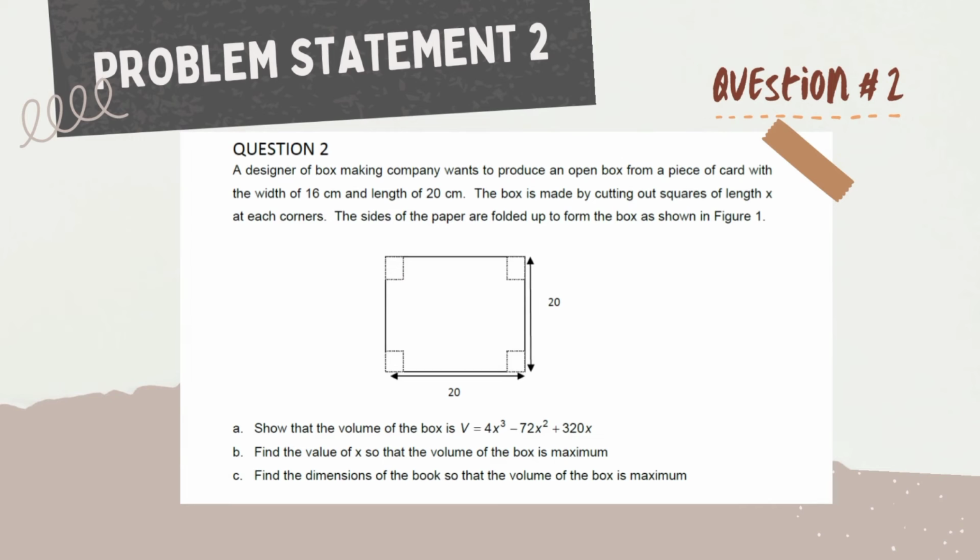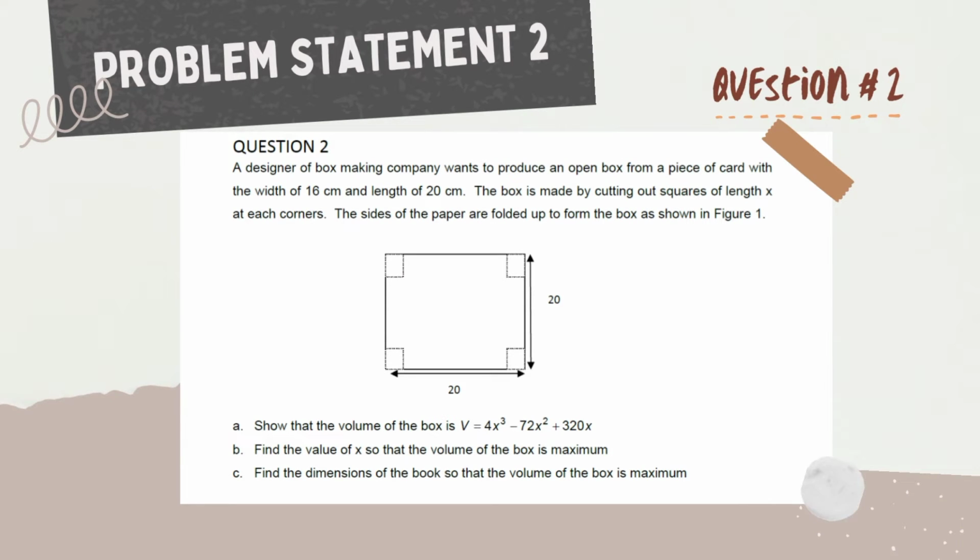Problem statement 2. A designer of a box making company wants to produce an open box from a piece of card with the width of 16 cm and length of 20 cm. The box is made by cutting out squares of length x at each corner. The sides of the paper are folded up to form the box as shown in figure 1. A. Show that the volume of the box is V equals 4x cubed minus 72x squared plus 320x. B. Find the value of x so that the volume of the box is maximum. C. Find the dimensions of the box so that the volume of the box is maximum.